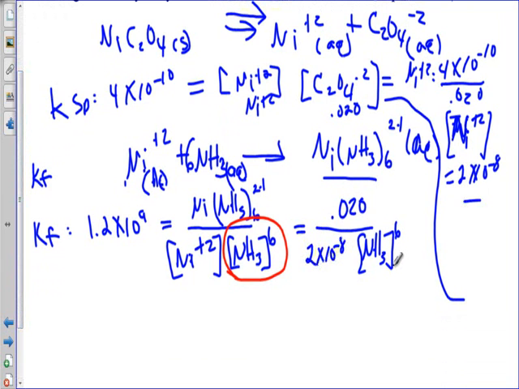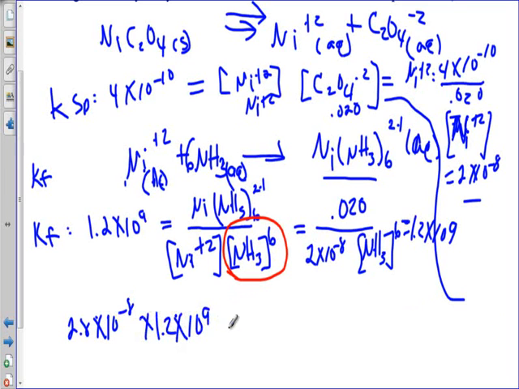Okay, and I'm trying to solve for ammonia this time. So I'm going to have, and this is all equal, of course, to 1.2 times 10 to the 9th. So I'm going to have 2 times 10 to the minus 8 times 1.2 times 10 to the 9th times ammonia's concentration to the 6th is equal to 0.020. I'm just cross multiplying this times this, right? So if I divide both sides by these, I'm going to end up with NH3 to the 6th is equal to whatever this comes out to be.